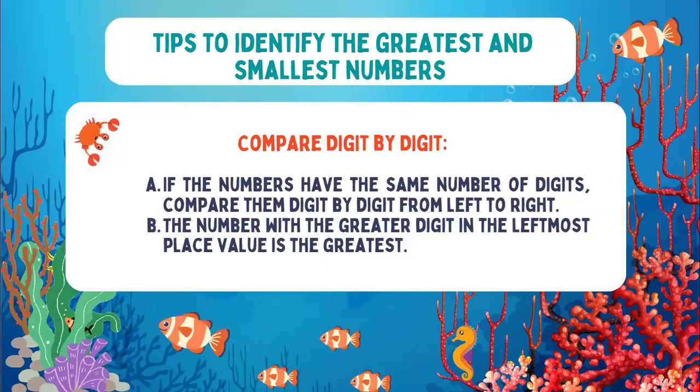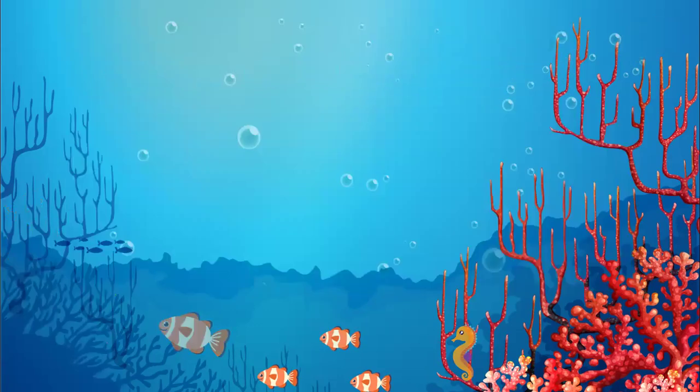Now, compare digit by digit. If the numbers have the same number of digits, don't worry. Just compare them digit by digit from left to right. The number with the greater digit in the leftmost place value is the greatest. Let's see with an example so you don't get confused, my friends.